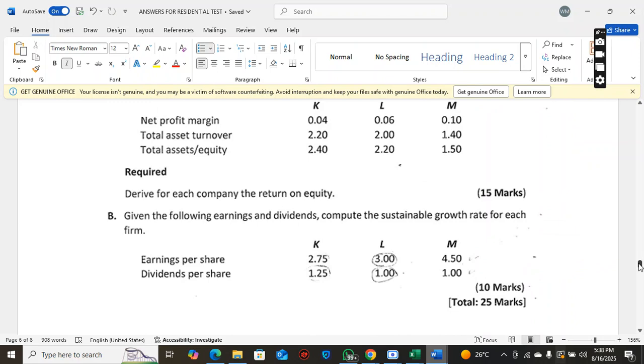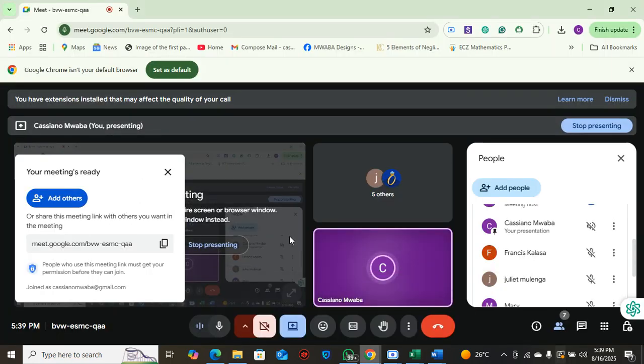Any questions before we go to part B? Okay. Given the following earnings and dividends, compute the sustainable growth rate for each firm. Earnings per share, dividends per share. Colleagues, what is earnings per share and what is dividends per share?